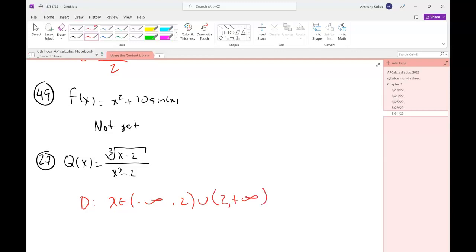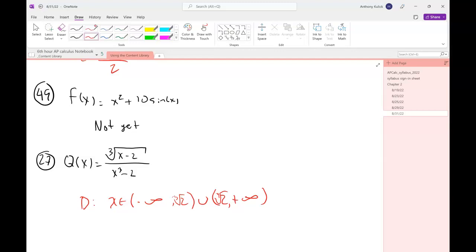Is that what you got? Everything except for 2? I got 2. Oh, I'm sorry, cube root 2. Yeah. Thank you. You're only dealing with stuff in the denominator. Yep. Right?